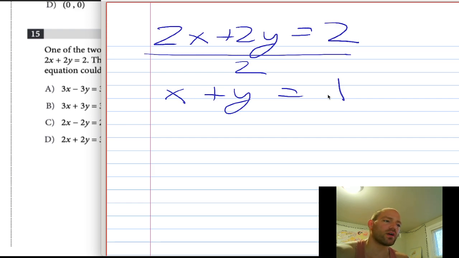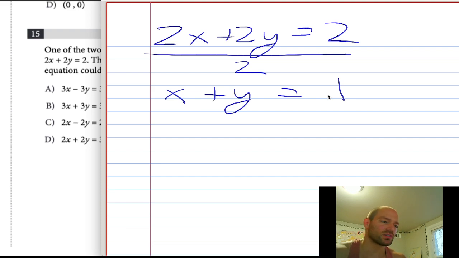Whenever they give me any equation on this test, I always like to ask myself, is there any way I can make this equation a little prettier, a little easier to work with? Can I multiply both sides by something to get rid of the fractions? Can I divide both sides by something, like here, to make the numbers smaller?